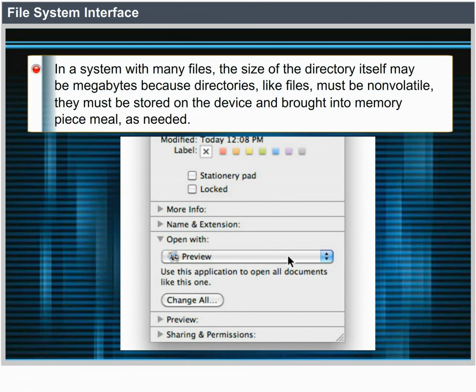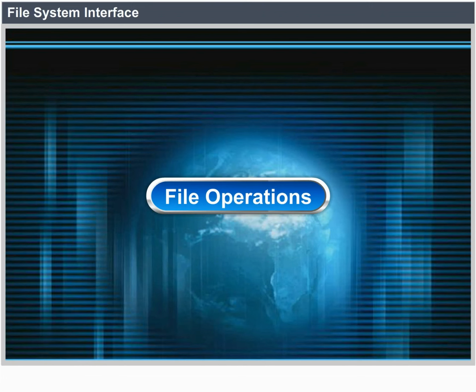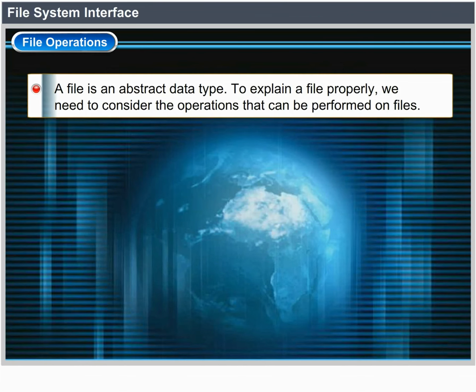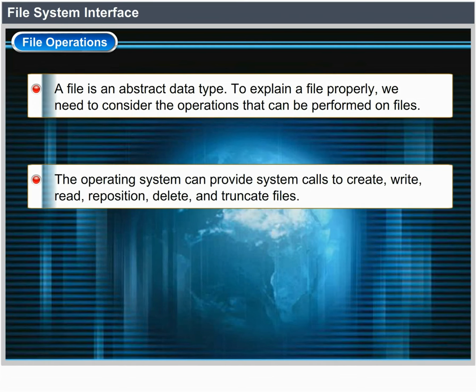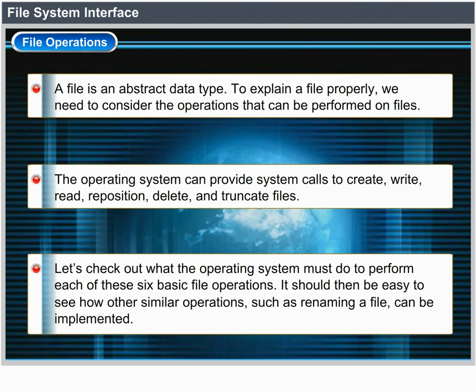File operations. A file is an abstract data type. To define a file properly, we need to consider the operations that can be performed on files. The operating system can provide system calls to create, write, read, reposition, delete, and truncate files. Let's examine what the operating system must do to perform each of these 6 basic file operations. It should then be easy to see how other similar operations, such as renaming a file, can be implemented.